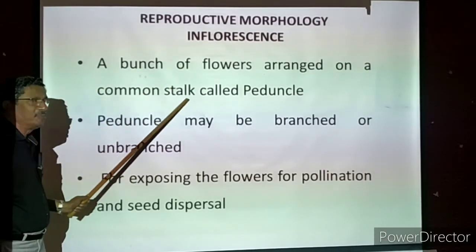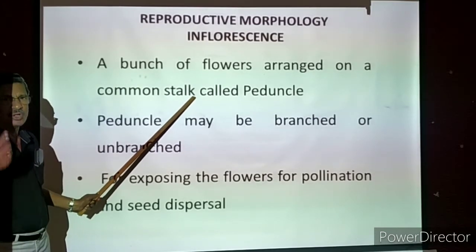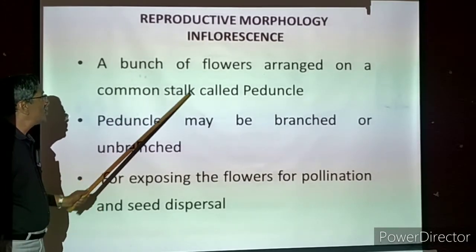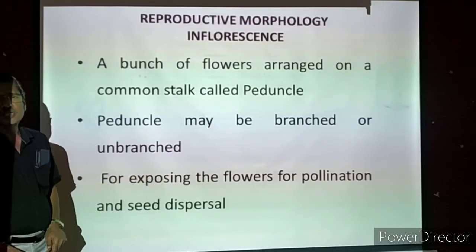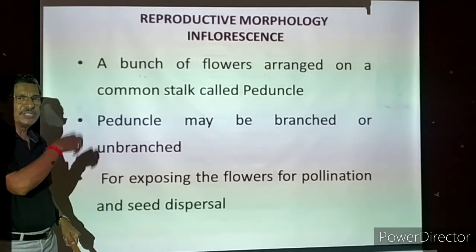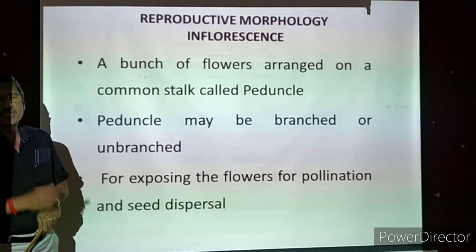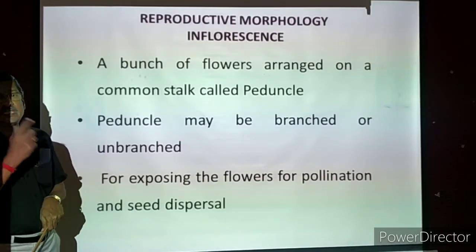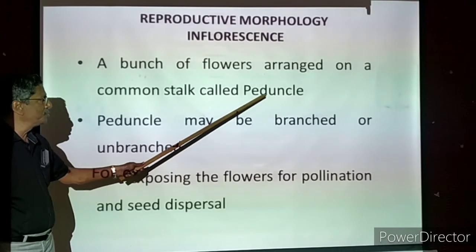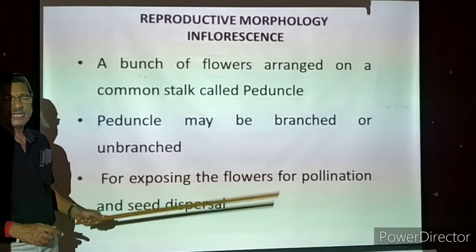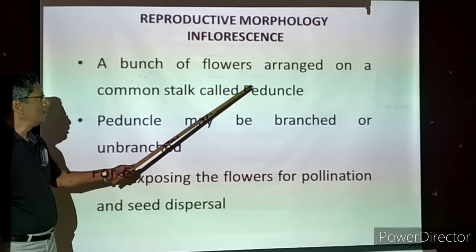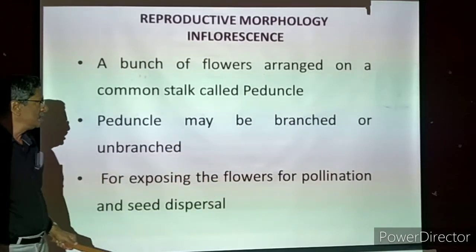What is the name of the common stalk? We cannot use the term common stalk everywhere. The common stalk of the inflorescence is called the peduncle. Okay, this term is peduncle. Already in vegetative morphology, the stalk of the leaf is called a petiole, and you should not get any confusion with that. Here it is called a peduncle.